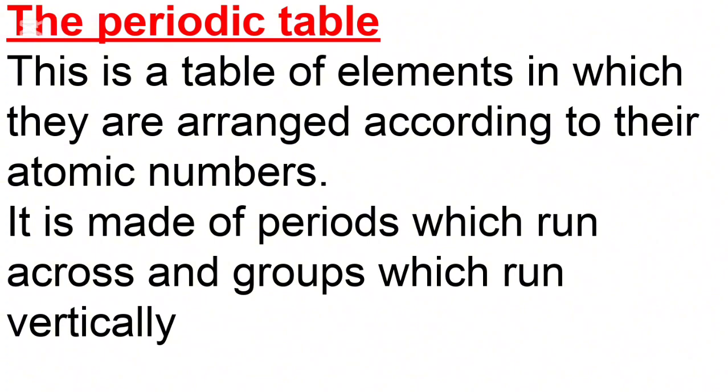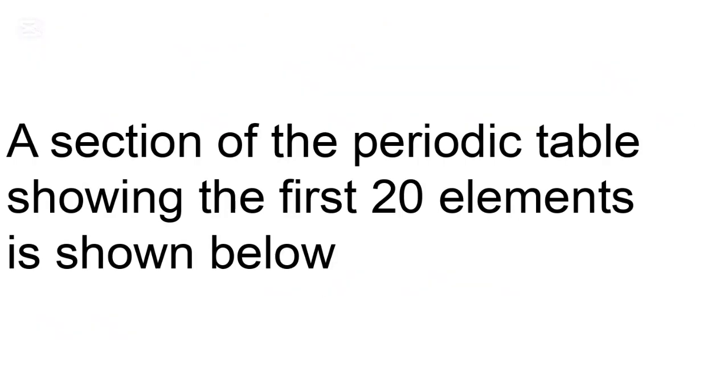The elements which form groups are the ones which occur vertically, which appear vertically together. Therefore, the periodic table is made up of periods and groups. It's important to know that the periods run horizontally and the groups run vertically. Now, a section of the periodic table showing the first 20 elements is as shown below.